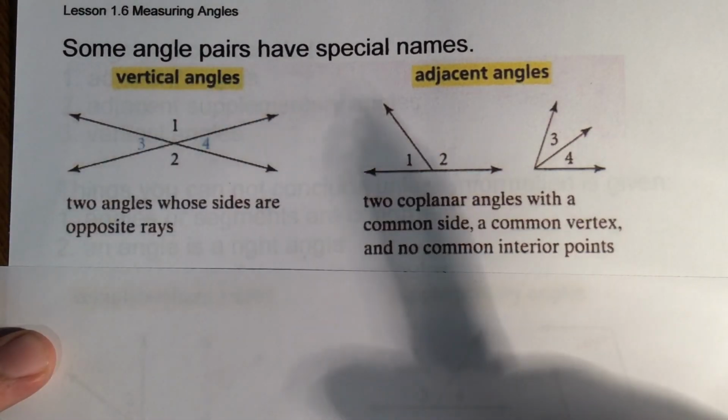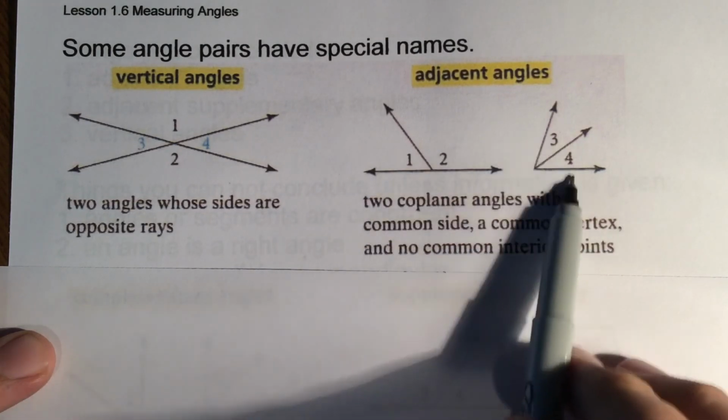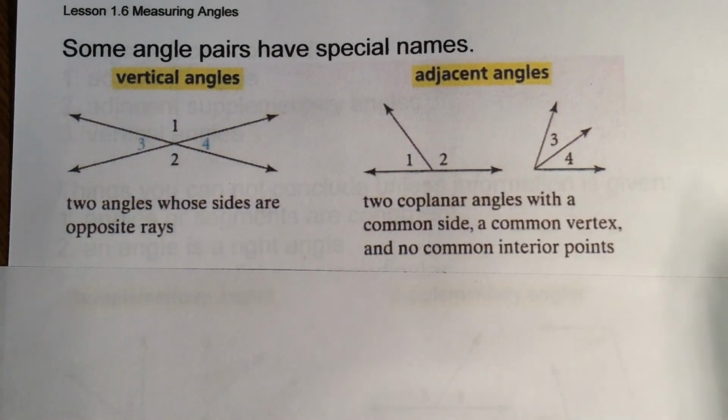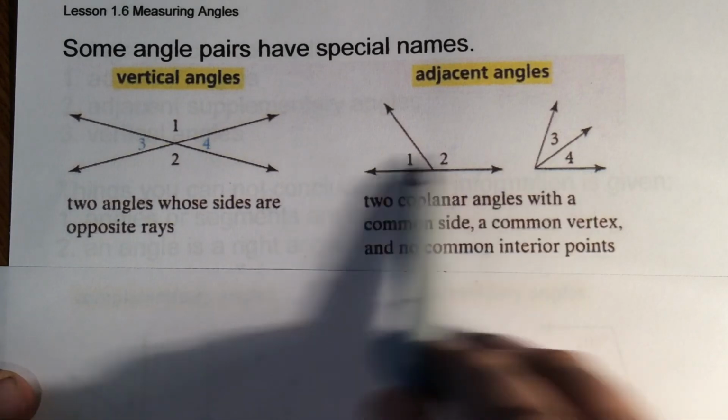Adjacent angles are just angles that are next to each other. So 1 and 2 are adjacent because they touch. 3 and 4 are adjacent, they touch. There really is no specific measure with those, but they share a vertex, they touch, they're next to each other.